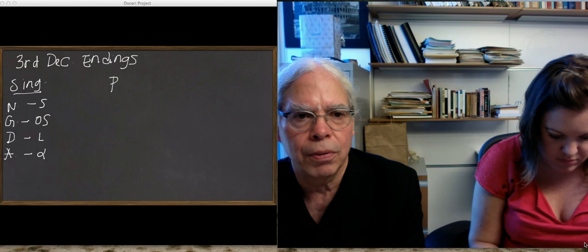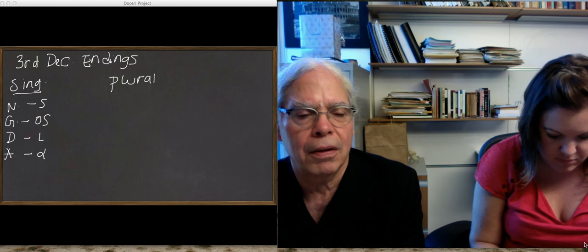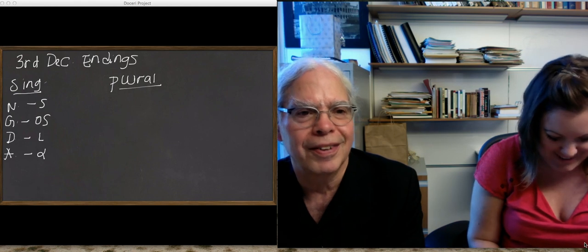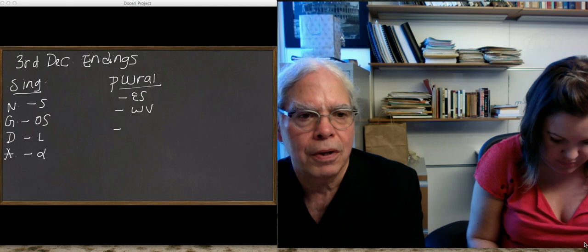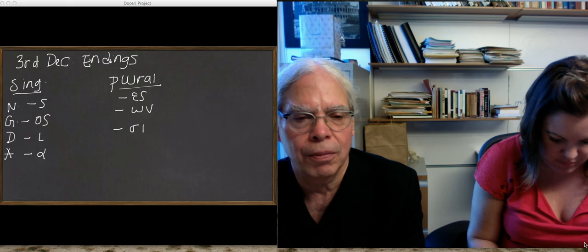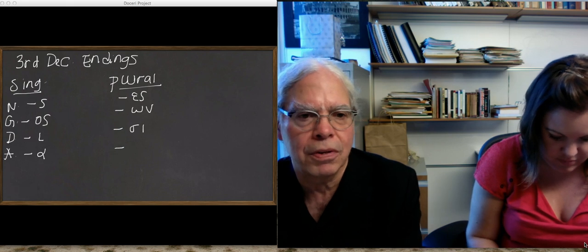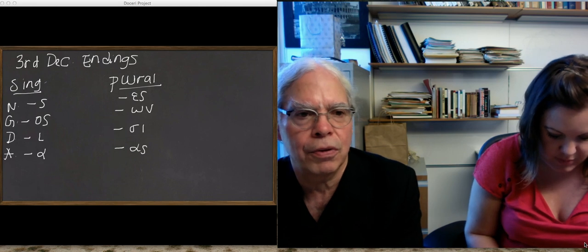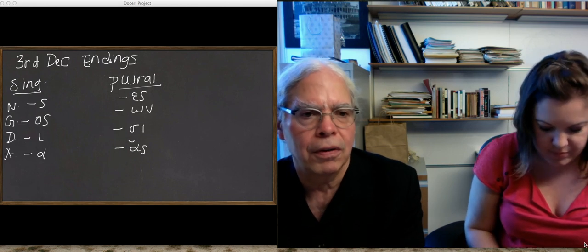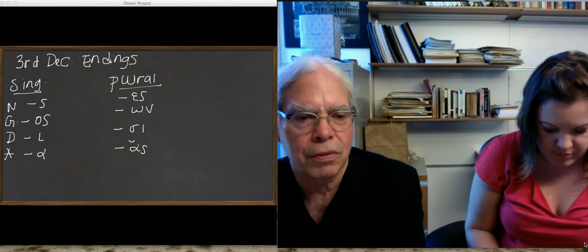And then in the plural, es, like all genitive plurals, and then os. Those are short vowels, alpha, as well as in the accusative singular.